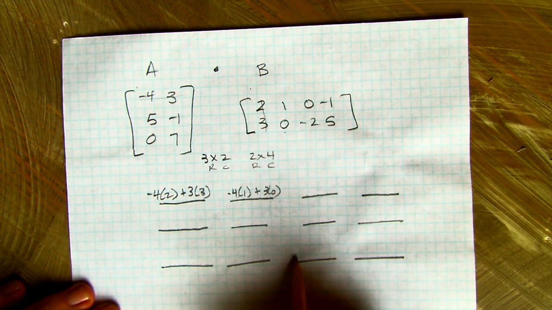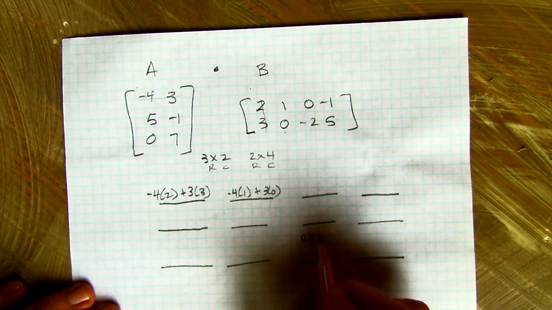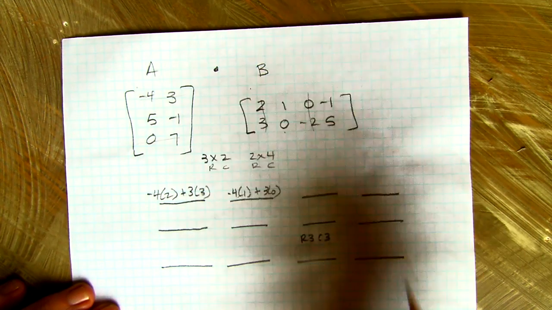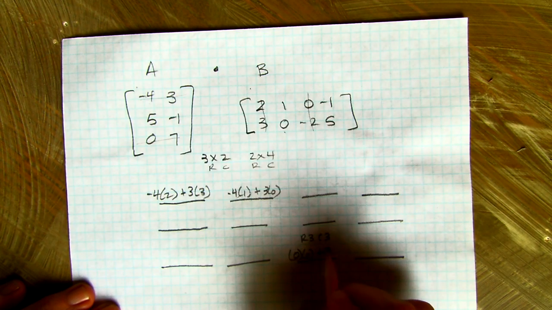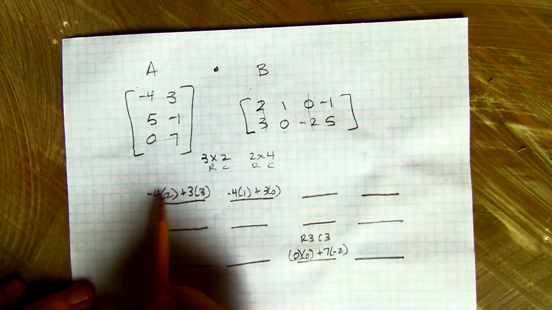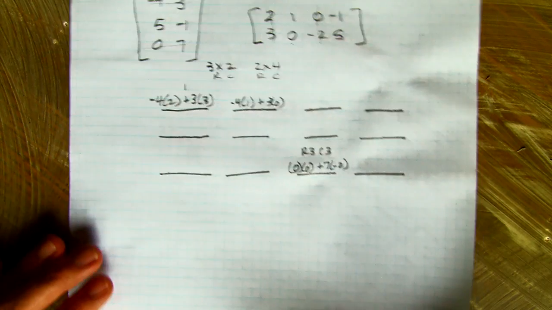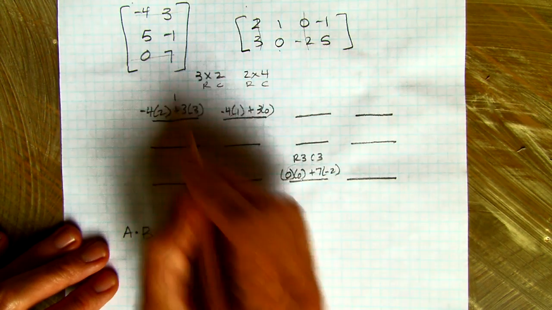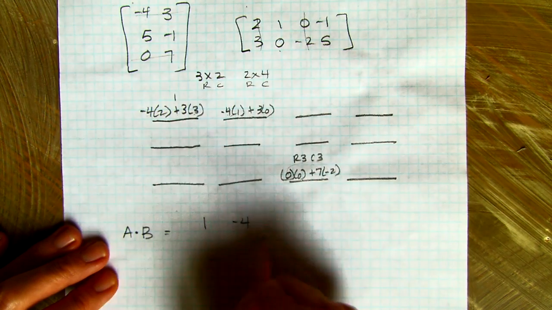Let's pick this one right here. What goes here? Well, it's row 3 and it's column 3. So what would happen there? Row 3, column 3. So that's going to be 0 times 0 plus 7 times -2. And then you would just simplify those. This would be -8 plus 9, so that would be 1, right? If you were to say matrix A times matrix B, we got a 1 in the first column, and -4 plus 0 would be -4.